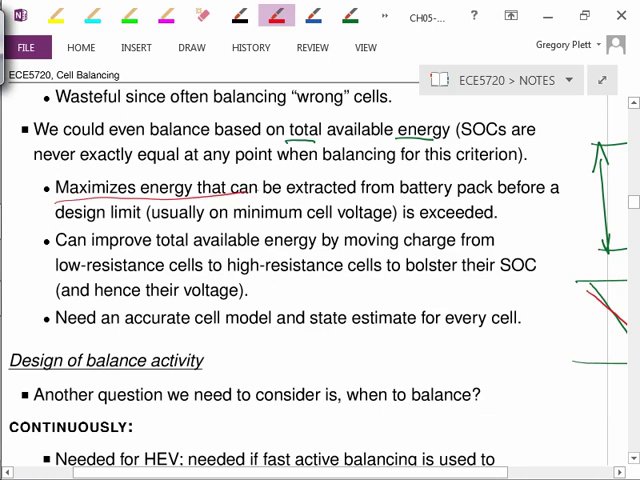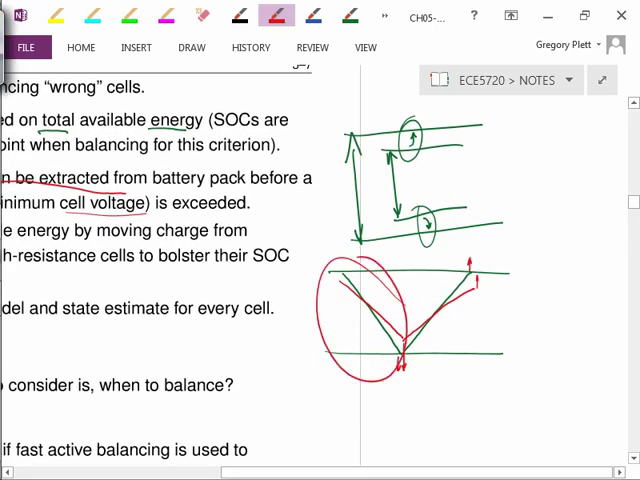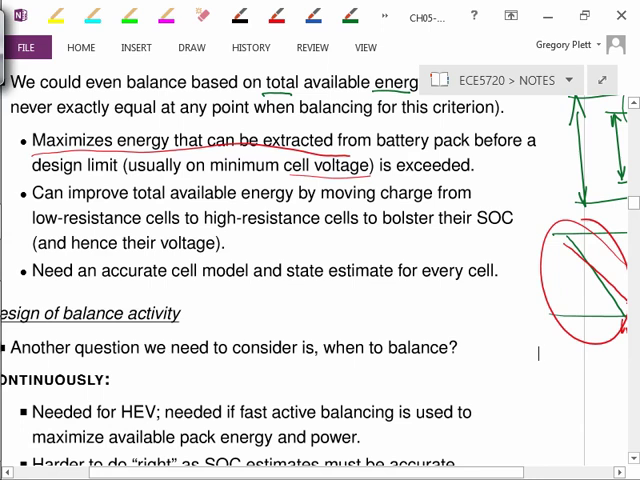So here we're maximizing the energy that we can extract from the battery pack before this design limit on cell voltage, or based on a power requirement, is exceeded. So we can improve this available energy by moving charge from a low resistance cell to a high resistance cell, in this case thinking of the discharge scenario. So I'm bolstering or artificially increasing the SOC of the high resistance cell so that at the end of the discharge, both of them hit the power limit at the same time.